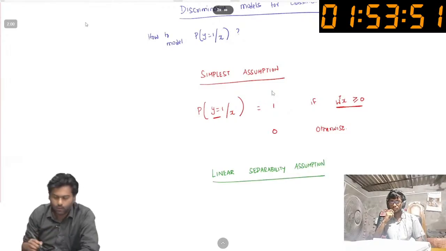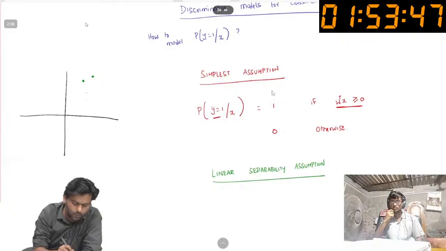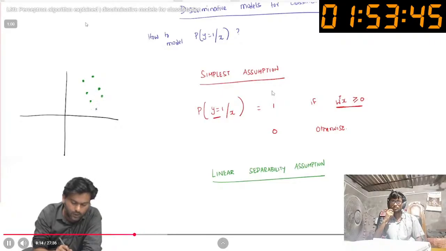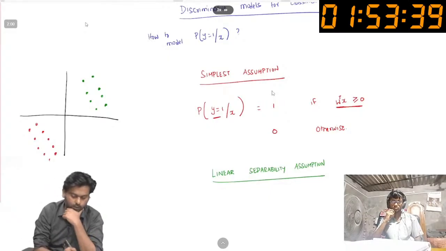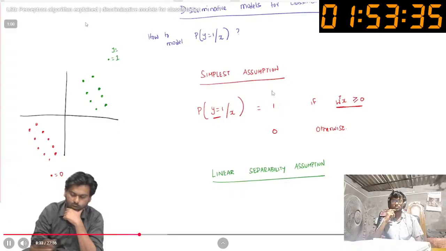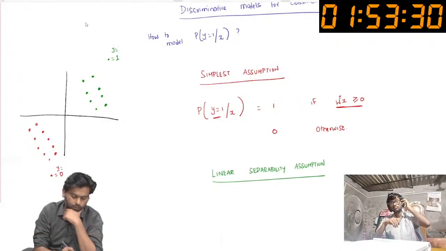So let's make that very clear now, right? So what does this mean? This means that let's say I see a data set like this, right? Where green corresponds to, let's say, label as 1, and red corresponds to, let's say, label as minus 1 or 0. So green has label as 1, right? So y equals 1. This has y equals 0.